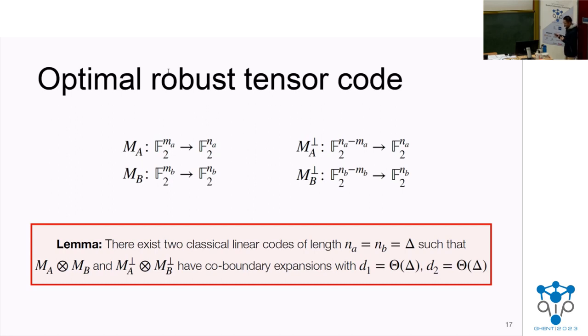Okay, and with that definition, we can in fact state the key lemma. And another notation here: MA perp is the generator matrix for the dual code. So the key lemma is saying that there exist two classical linear codes of length n equal to delta, such that MA tensor MB and also MA perp tensor MB perp both have this co-boundary expansion.